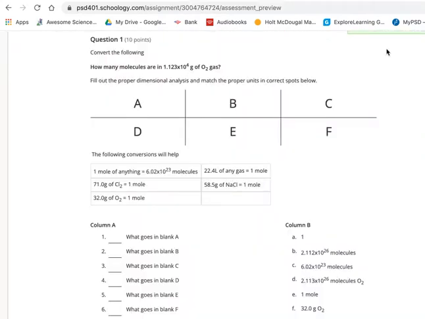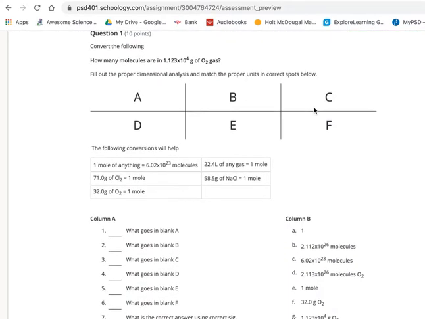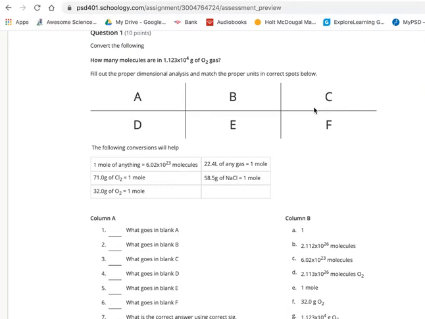Okay, here we are. So this is one of the problems that you guys might have. It says, how many molecules are in 1.123 times 10 to the fourth grams of O2 gas? And then there's a grid there that's all set up.